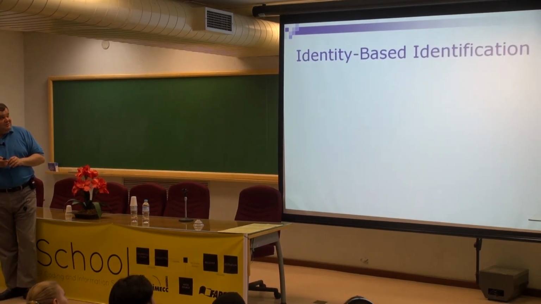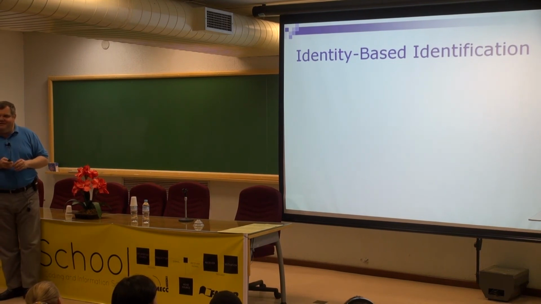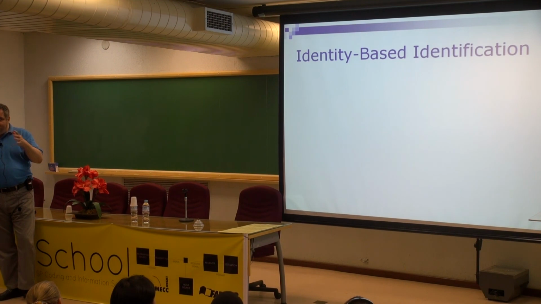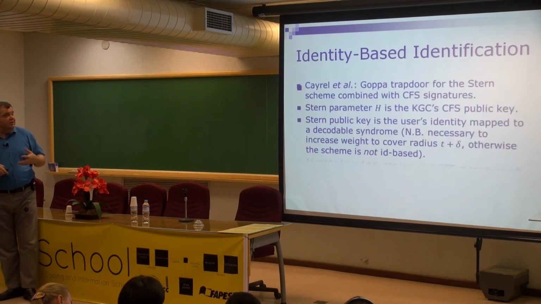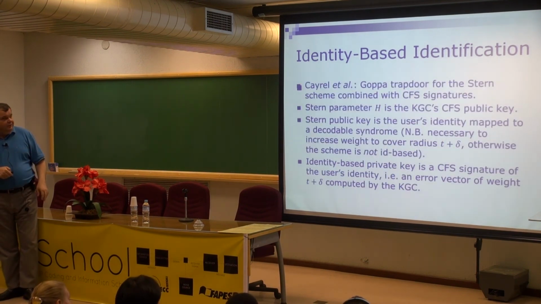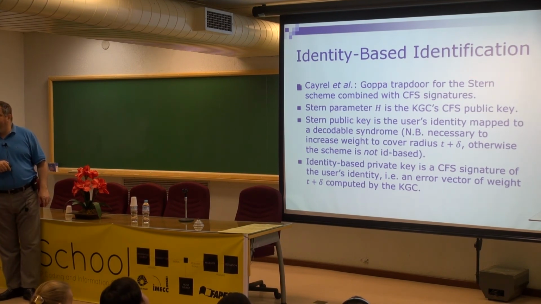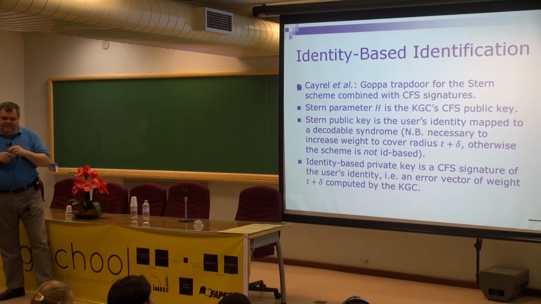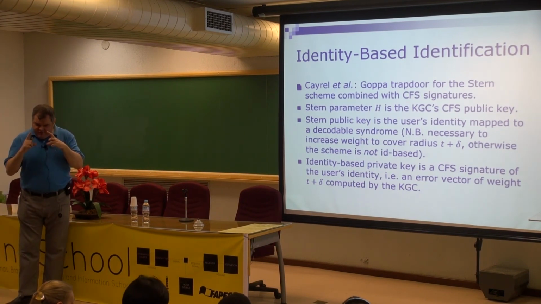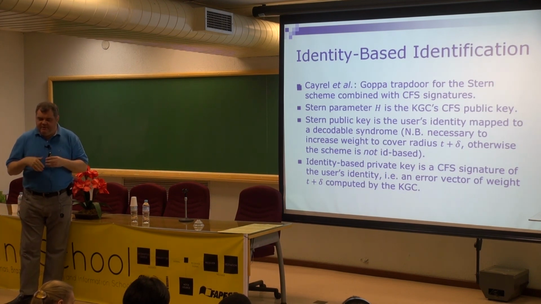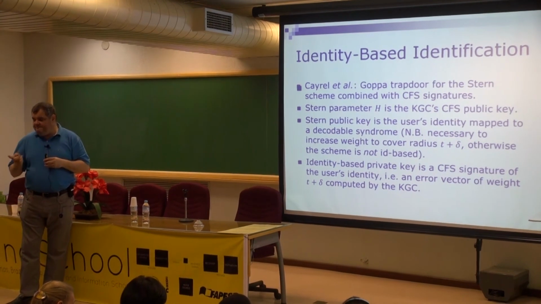I promise to give you a feeling of what those more arcane crypto systems look like. Identity-based identification, the only construction we know, uses Goppa codes and the Stern scheme. The parity check matrix H in Stern's identification scheme is originally completely random.